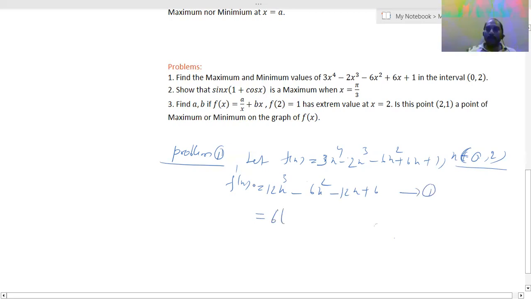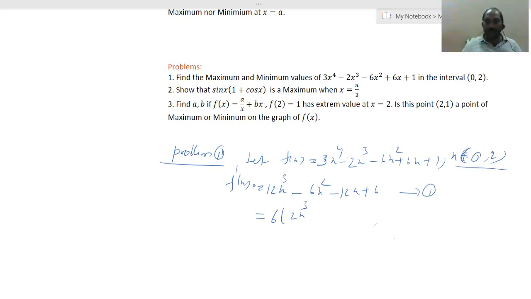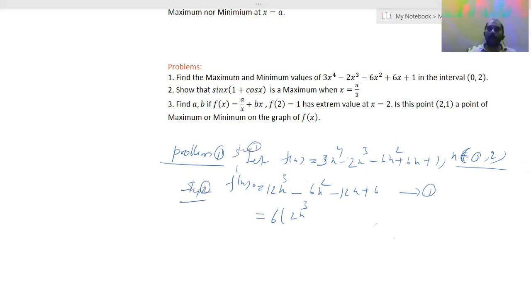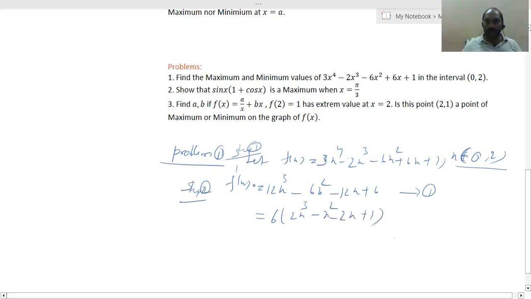Now 6 is a common factor, because in each term we have 6 as a common factor: 2x cube... because we need roots, f dash x equal to 0. In the second step, step 2, this is step 2, this is step 1. Step 2 is find f dash x. It is better to simplify the expression, later make this value equal to 0.